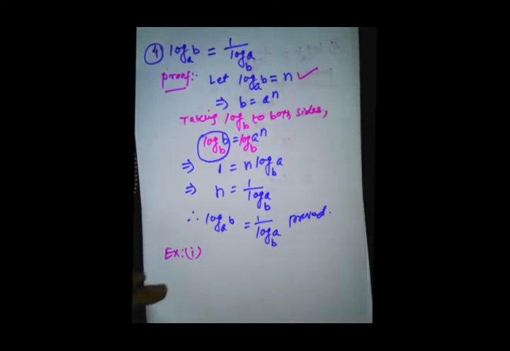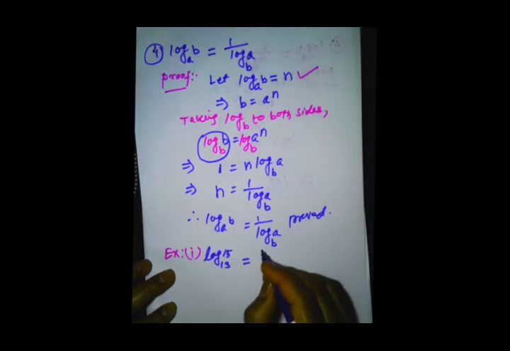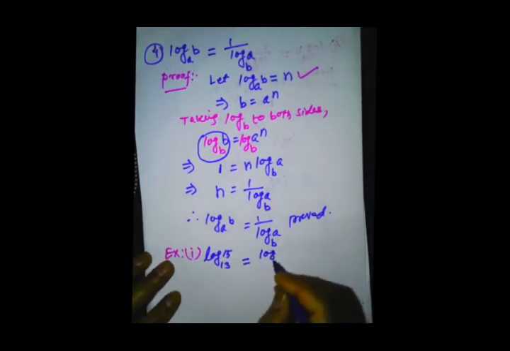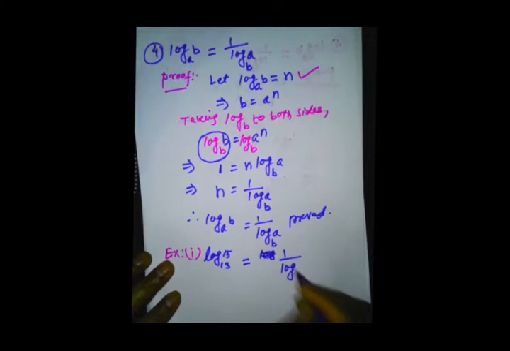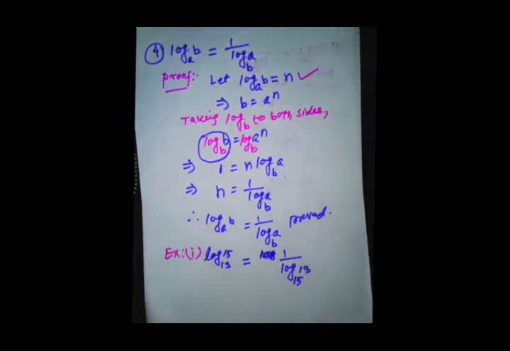Now if you would like to see an example based on this law, the example is log 15 and this is going to be 13. So when you need it in your problem area, you can write log 15 into 13, and then you can write 1 by log, just interchanging the base and the numbers, that is 15 and that is 13. So in this way you can apply that to the problem area as well.